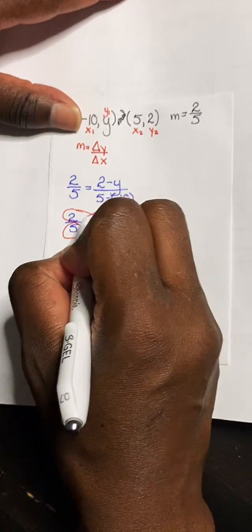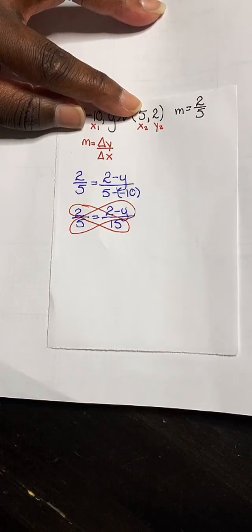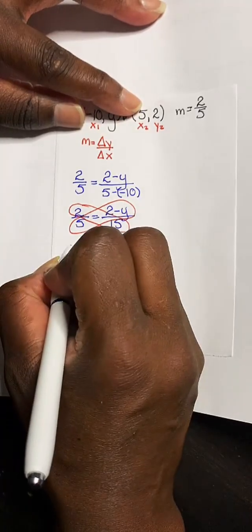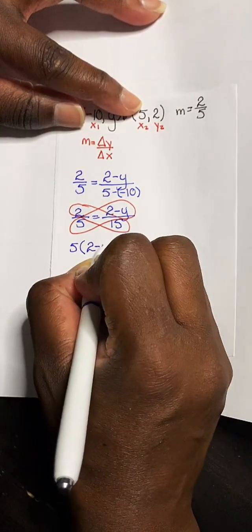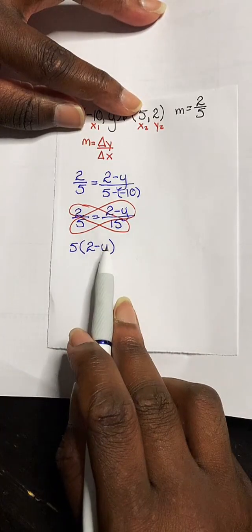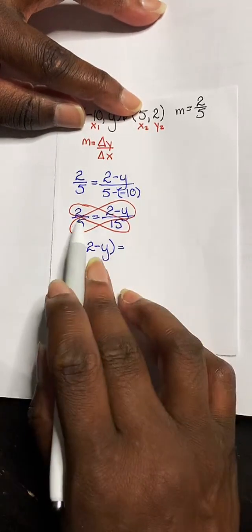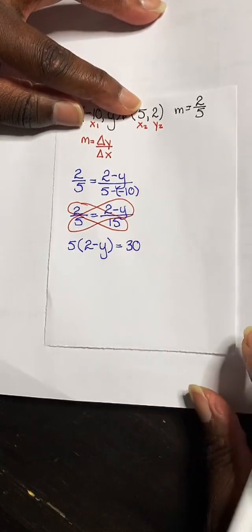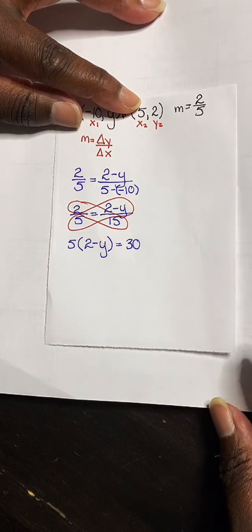What do you guys call it? Butterfly wings or something like that? So now, all I'm doing is doing 5 times, not just the 2. That's why I'm putting parentheses around it. So I have 5 times 2 minus y. That means I'm going to have to multiply that 5 to both the 2 and this -y. Equals 2 times 15, which gives me 30. Okay, good. Got it. That's what you got. Awesome.